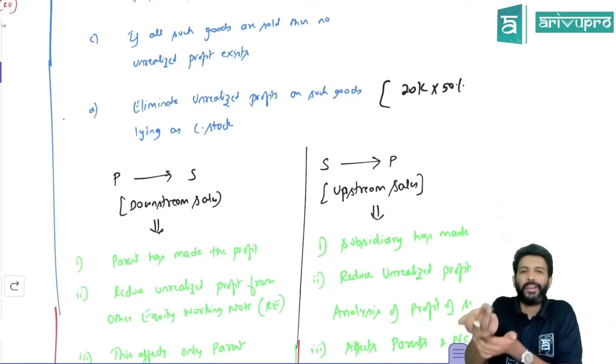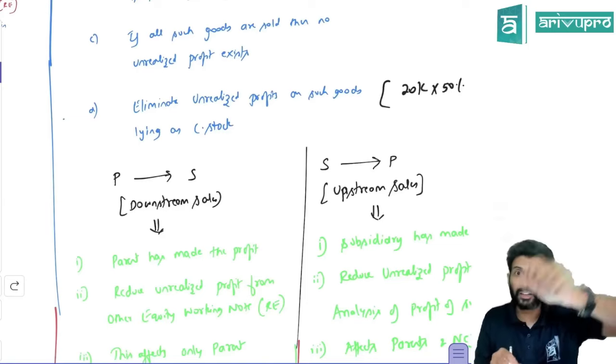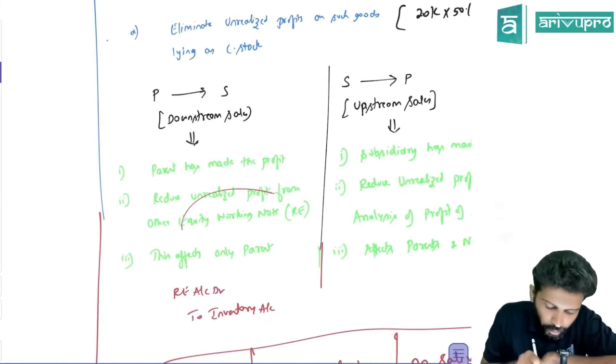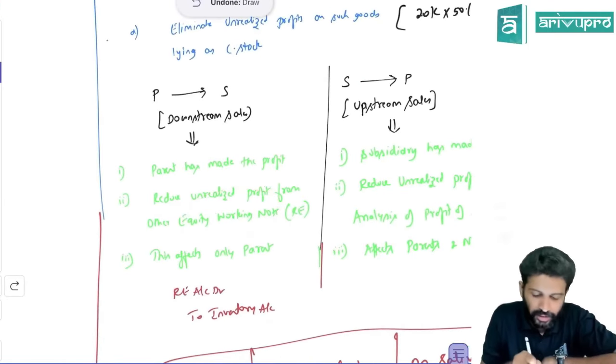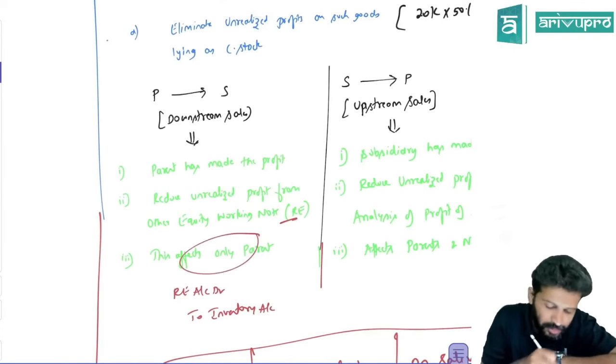So if parent has sold, parent would have made the profit, right? So parent's profit we show in other equity, retained earnings. So this unrealized profit you have to reduce from the other equity retained earnings while working, in the other equity working note under retained earnings. That means this particular adjustment affects only the parent.